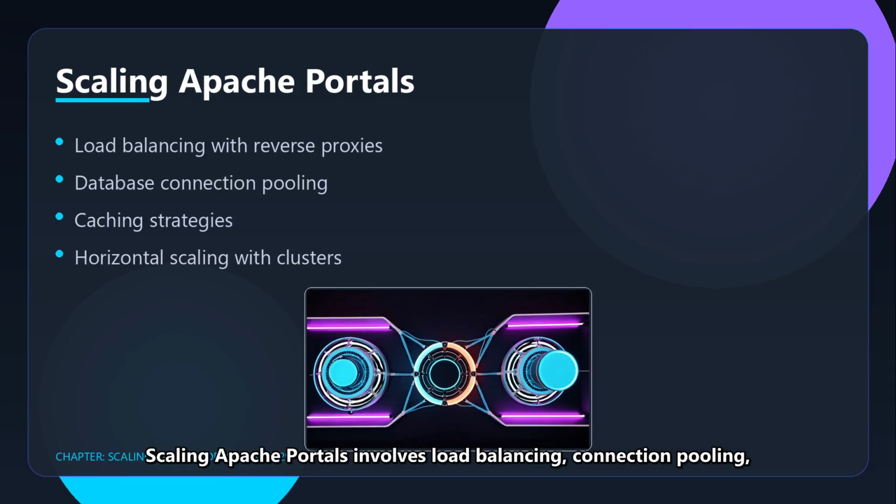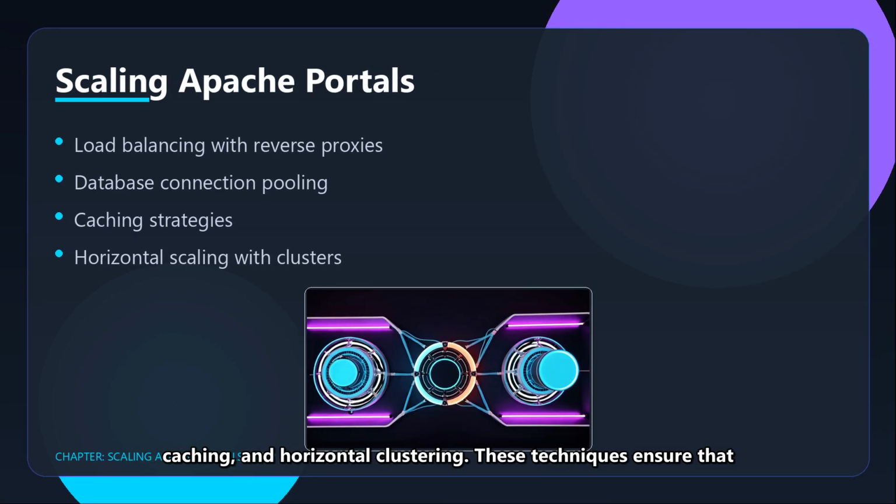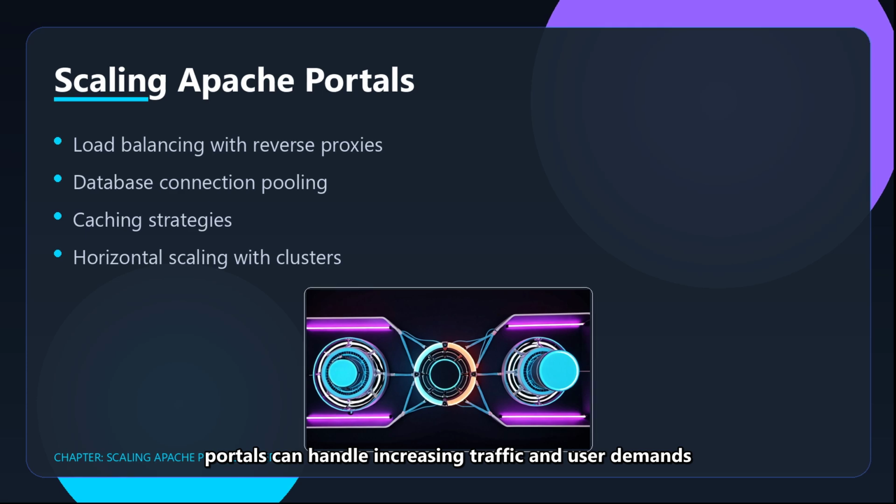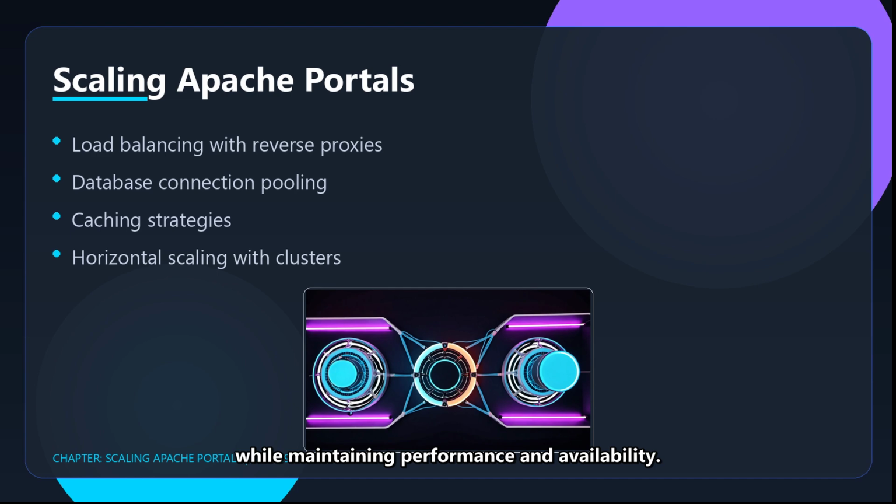Scaling Apache Portals involves load balancing, connection pooling, caching, and horizontal clustering. These techniques ensure that portals can handle increasing traffic and user demands while maintaining performance and availability.